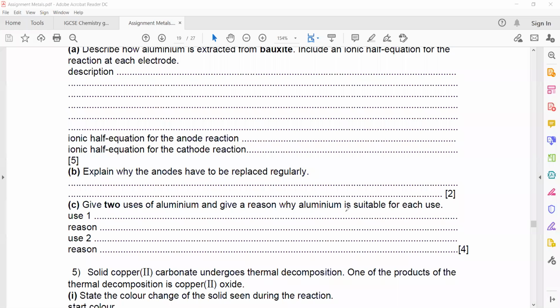And give a reason why aluminium is suitable for each use. Like use one, what could be use one for? For aircraft bodies, for electrical cables, aircraft, for low density, lightweight, okay. So you can mention accordingly.